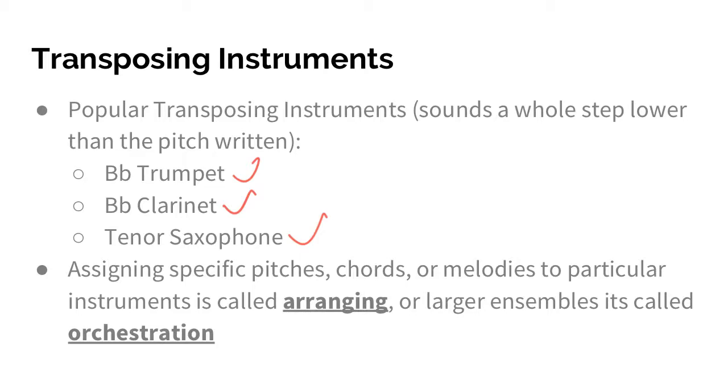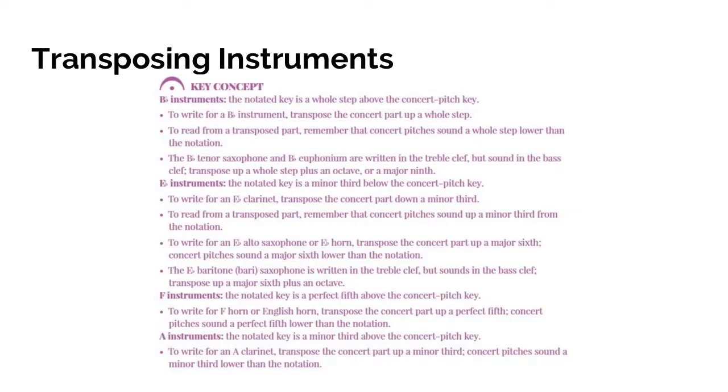Assigning specific pitches, chords, or melody to particular instruments is called arranging, which we will be doing as a project at the end of the year. For larger ensembles, it is called orchestration. So orchestration is arranging for a bigger number of people. So these are the key concepts to transposing instruments, okay?